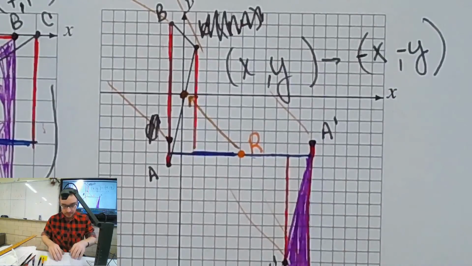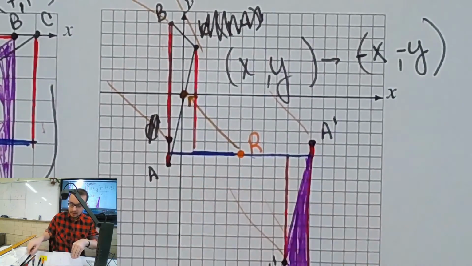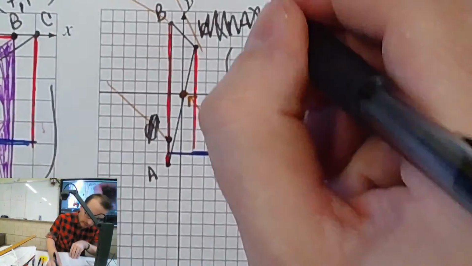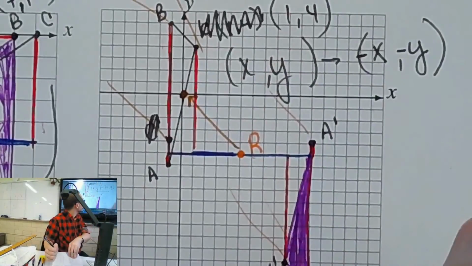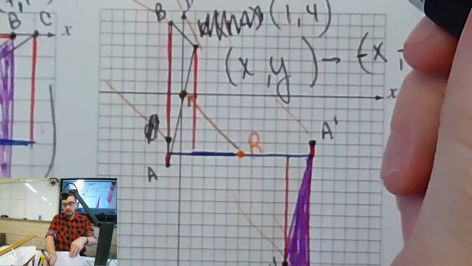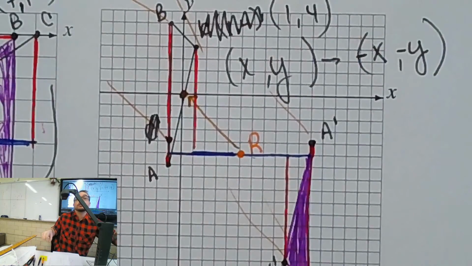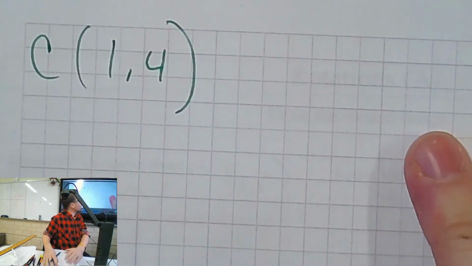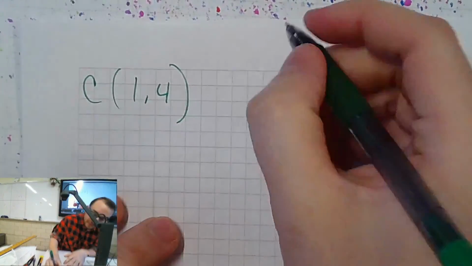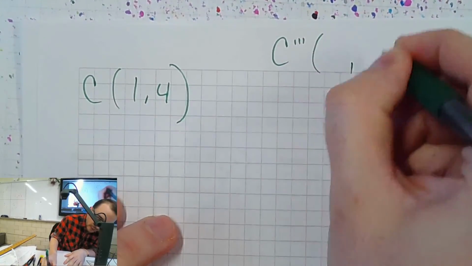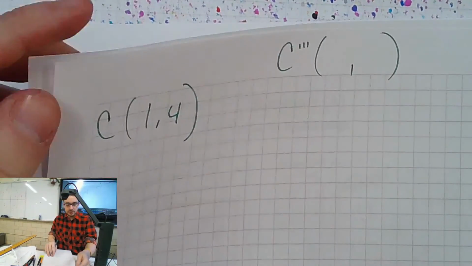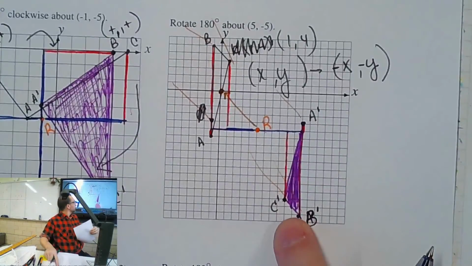So here's what I'm going to say. Let's look at A. Actually, let's look at C. We know C is (1, 4), right? Cool. And we know our center of rotation is (5, -5). So here's what we're going to do. Buckle up. Do not write. Just watch. Here's the logic. C, original coordinates (1, 4). We know, let me zoom out, that when we finish, I'm going to call it C triple prime because we're going to make a couple pit stops on the way. We're supposed to finish here.